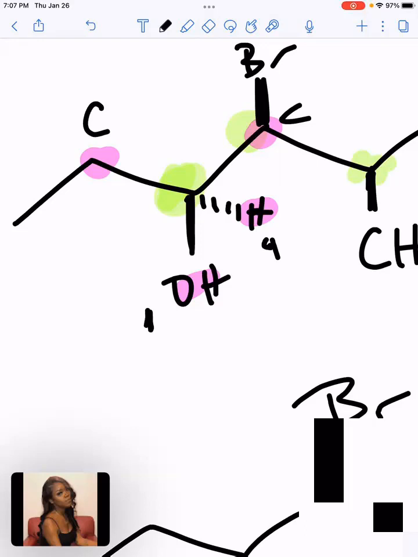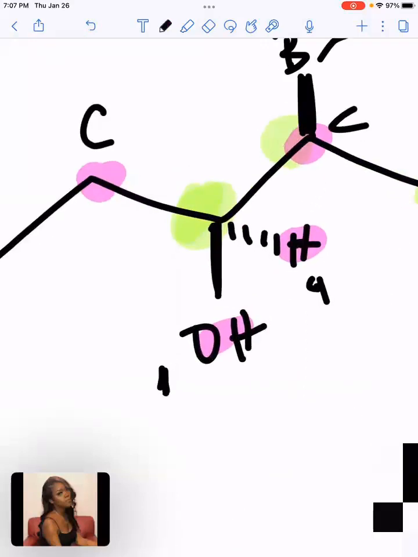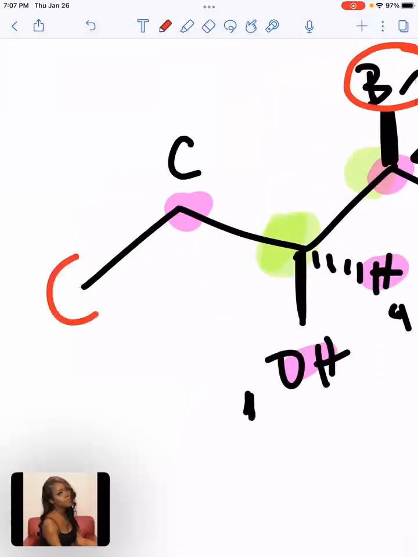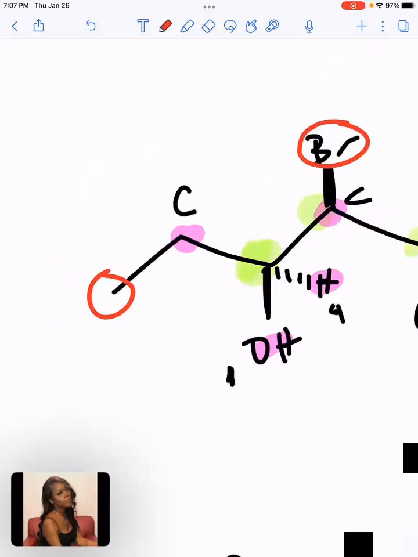And then of the two carbons, since they're the same, we have to go to the next atom. So in this case, the next atom here will be bromine. And then on this side, the next atom is carbon. So we're going to say that this over here is going to be 2, and then this carbon right here will be 3, priority wise.